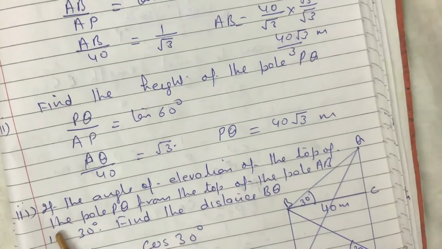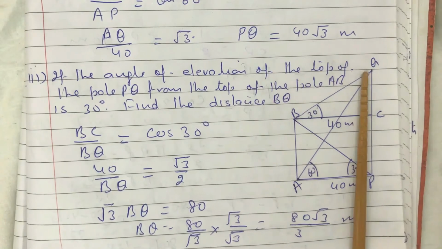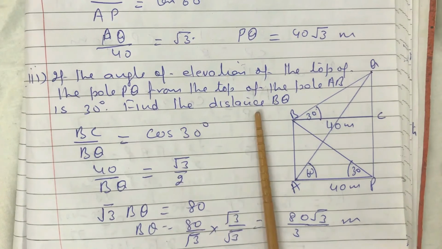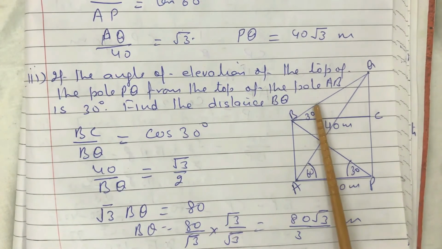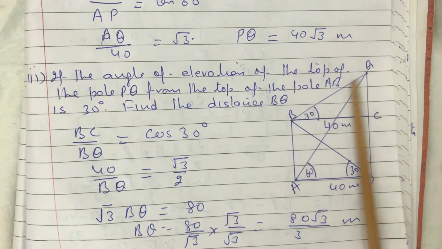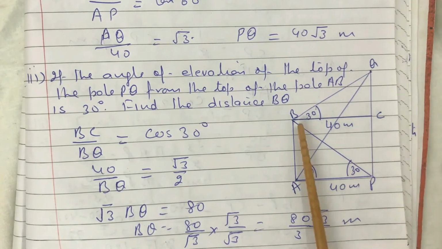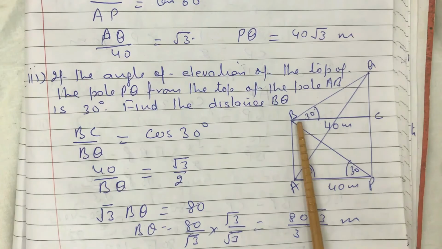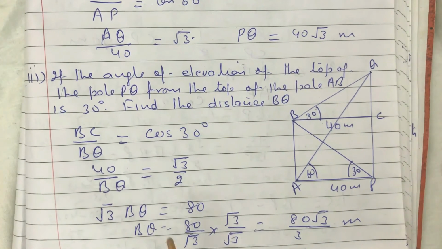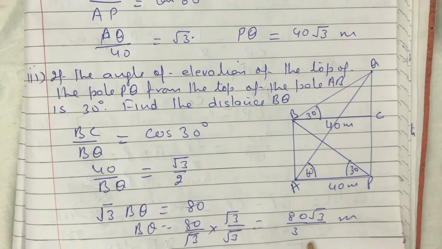Now the third part is, if the angle of elevation of the top of the pole PQ from the top of the pole AB is 30 degree, find the distance BQ. According to this question, this angle is 30 degree. I am to find the distance BQ. So I am going to discuss this triangle. If this is 40 meter, it means this is 40 meter. So BC upon BQ is equal to cos 30 degree. So here I will be able to find the length of BQ, which is 80 root 3 upon 3.